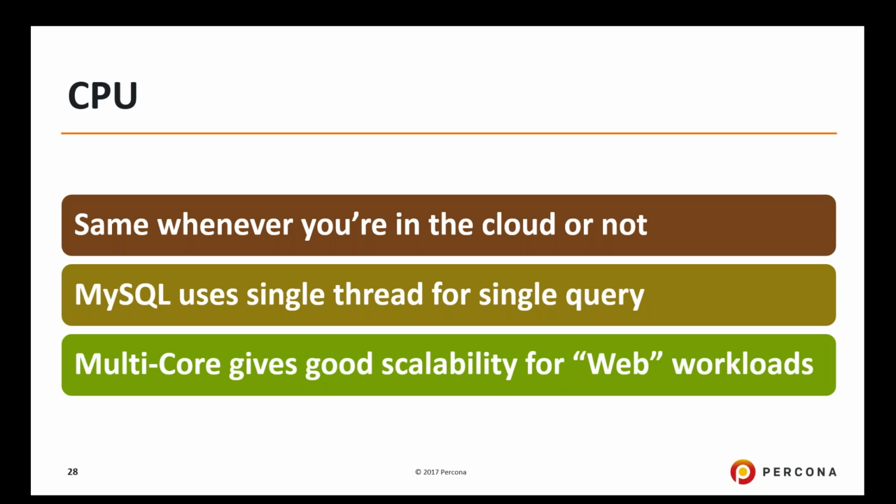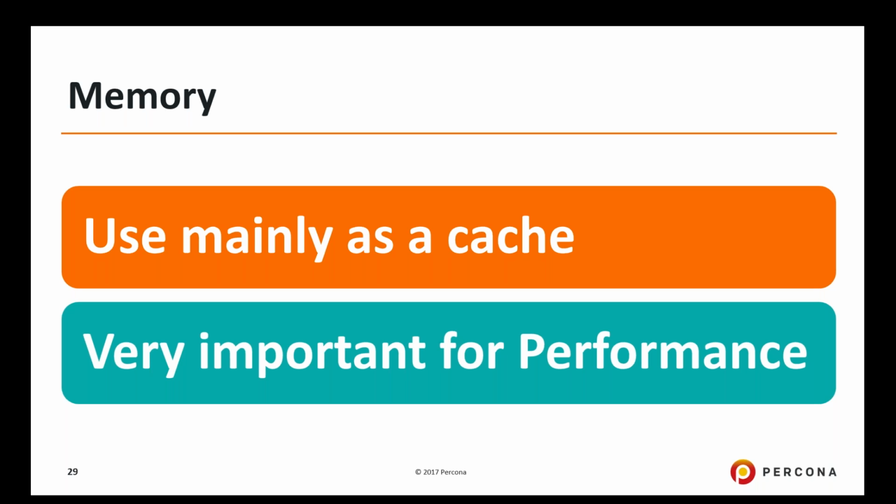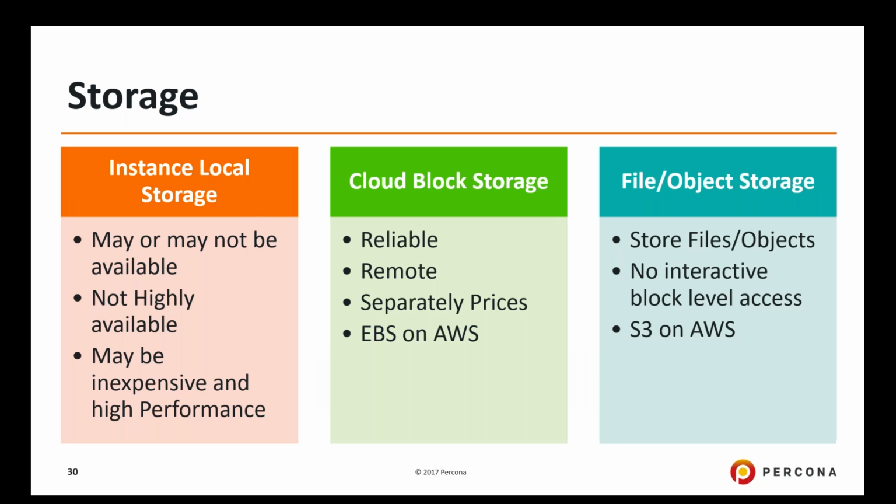Now, CPU, well, it's pretty much the same whether you're in the cloud or not, and I would just point out that MySQL uses a single thread for a single query. So you often want to have faster cores when you have a chance, while multi-core gives you some good scalability if you're looking at web workloads with short queries and a lot of concurrent users. In terms of memory, we are using memory mainly as a cache when it comes to MySQL, and that is very important for performance, especially in the cloud, where storage is typically not as fast, right? So keep that in mind.